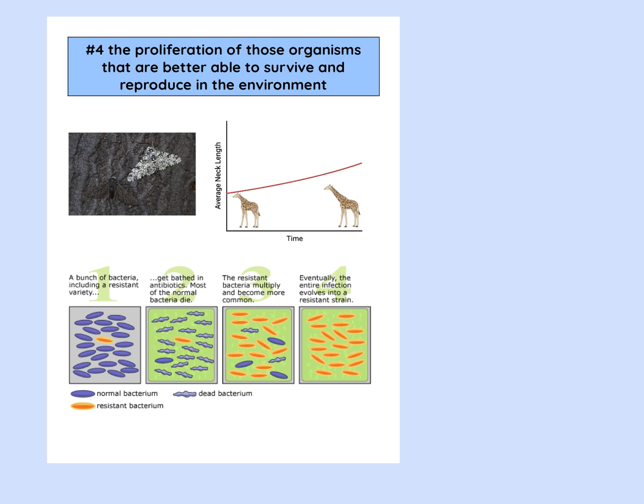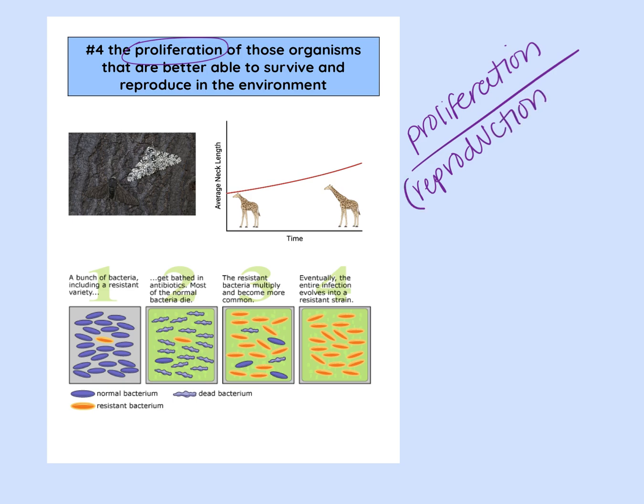The last is that there has to be proliferation of organisms that are better able to survive and reproduce in the environment. Okay, so it seems like a scary word, but proliferation, it just means that there's reproduction happening. Okay, so the organisms are reproducing when they are better able to survive and reproduce in the environment.